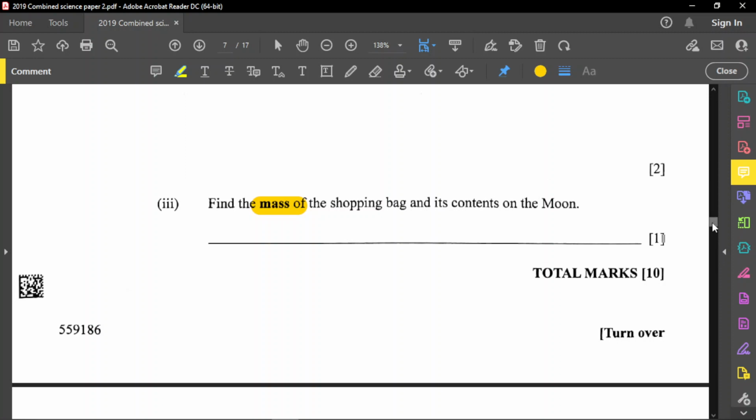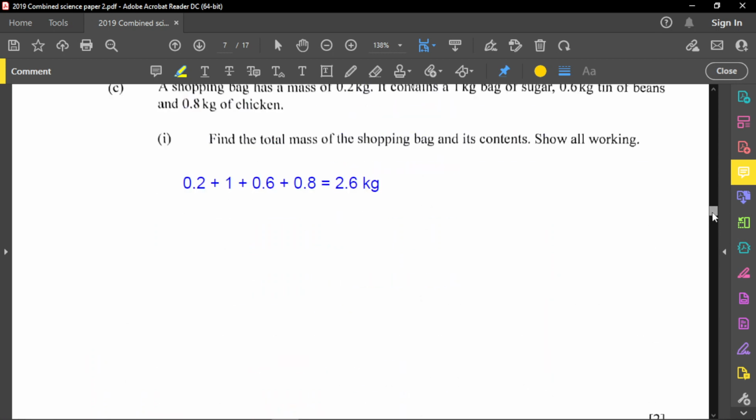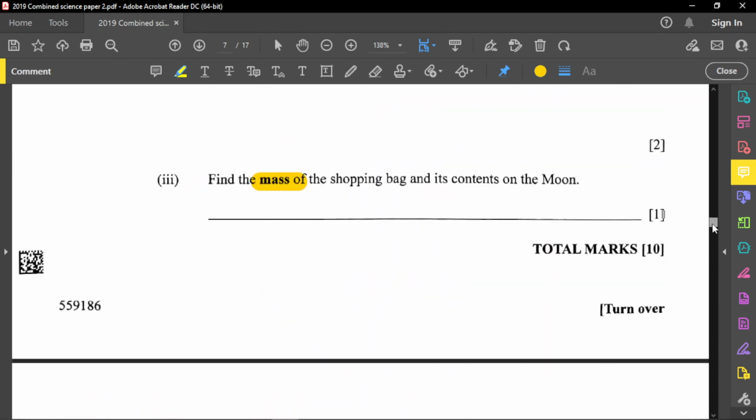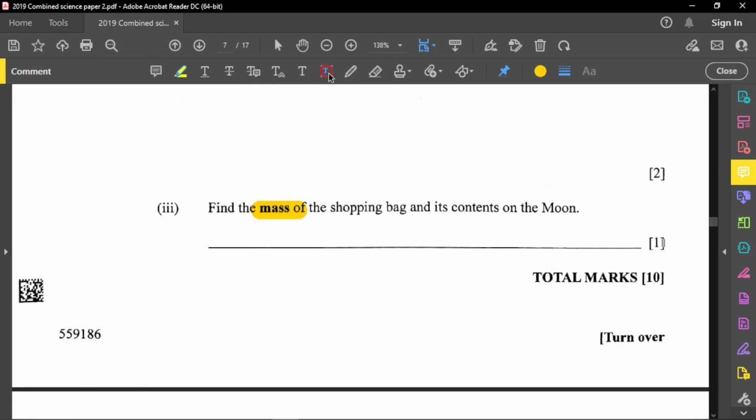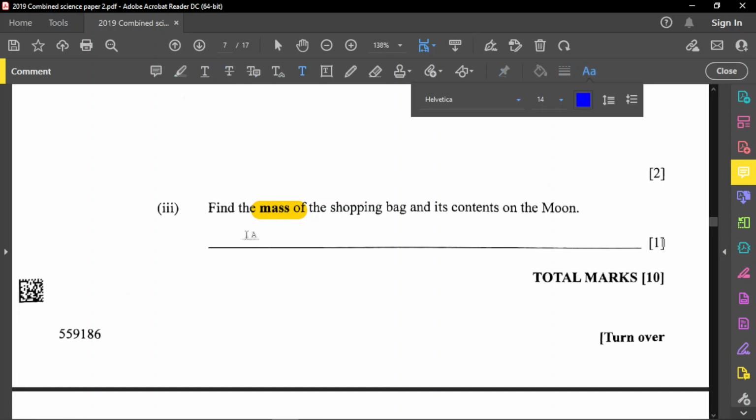All right, so remember we talked about how the mass of something does not change regardless of gravity. It remains the same. So the mass here is the exact same thing, 2.6. No matter where you take it, it's going to be the same mass. So do not calculate anything. The mass is the same. So you're going to say 2.6 kg. And then remember, you can make a statement as well that the mass remains the same. So I'm going to make a note here: mass remains the same. Mass doesn't change at all.